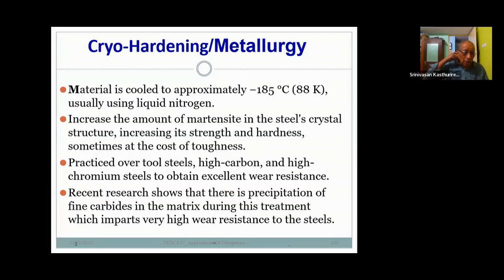Okay, essentially you cool the material to minus 185 degrees centigrade or 88 Kelvin. And this causes an increase in the amount of martensite in the steel compared to the original case. So now the strength increases, hardness increases. Also sometimes the cost is increasing. And this is one of the industrial methods for doing the treatment, cryo hardening using metallurgy.